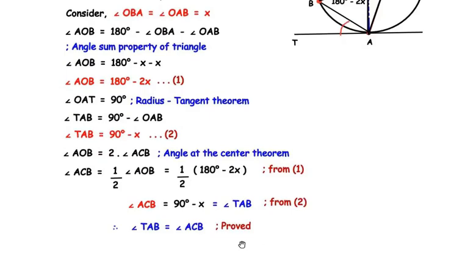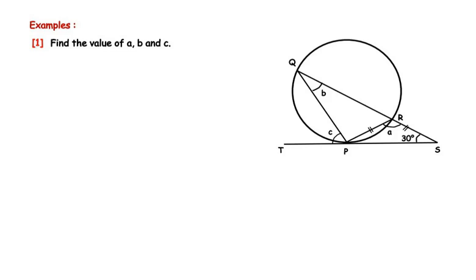Now let us move on to the exam style questions. Find the value of A, B and C. So here in the figure we can see that we have been given a circle and there is a tangent TPS touching the circle at point P, and this is an isosceles triangle because the side PR is equal to the side RS. So let us start by finding the value of angle A.